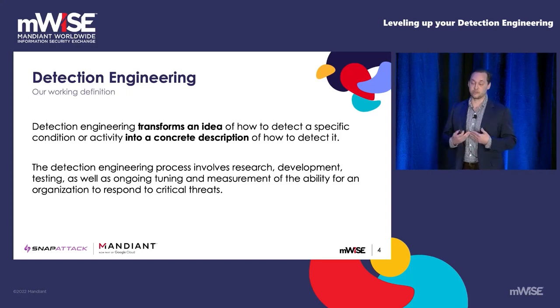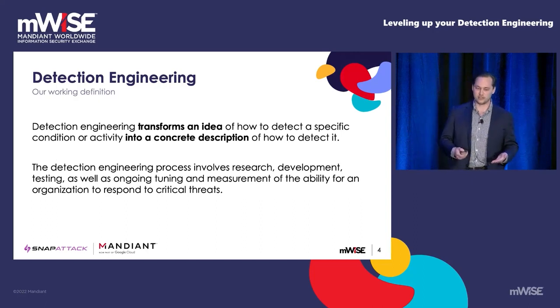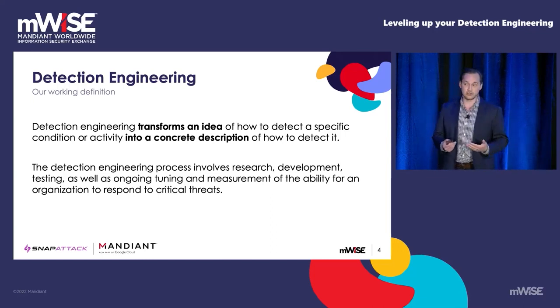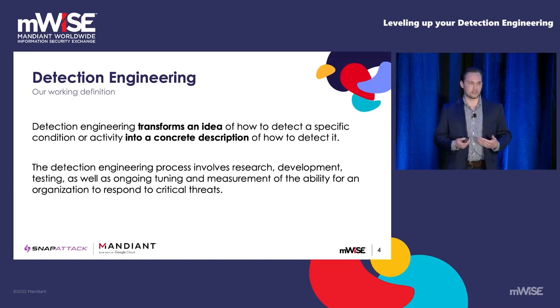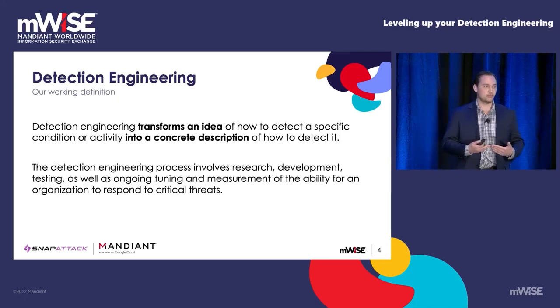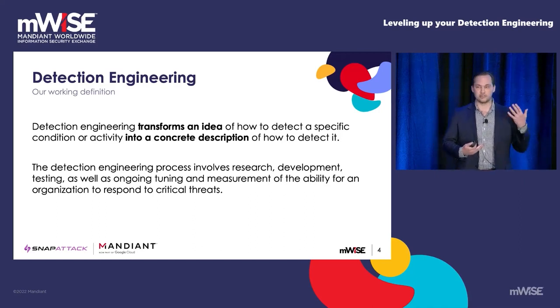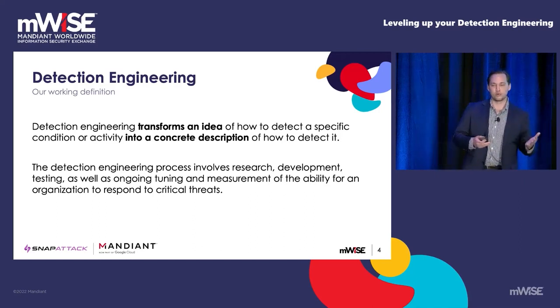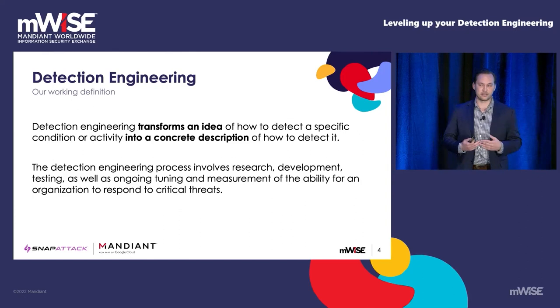And one of the definitions that he basically proposed was: detection engineering transforms an idea of how to detect a specific condition or activity into a concrete description of how to detect it. So let's dive into that for just a hot second here, right? So transforming an idea, what could that look like? An idea here could be something like a blog, right? Let's use the DFIR Report. If you've ever read the DFIR Report blogs, they put out a lot of information on how threats work and a lot of TTPs that you can use to extract information and turn that into a detection. And so you take an idea like that, maybe an attacker writes a file to a specific directory. Well, you need to turn that information into a concrete description of how to actually detect that activity.